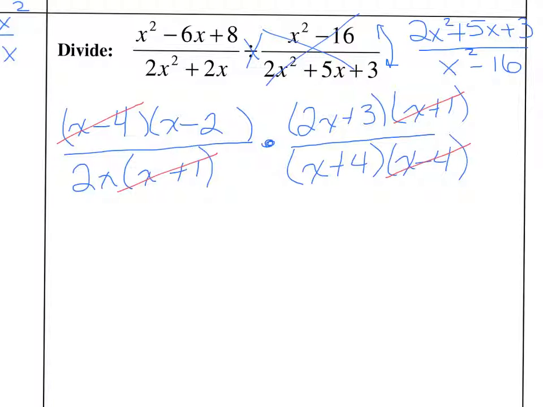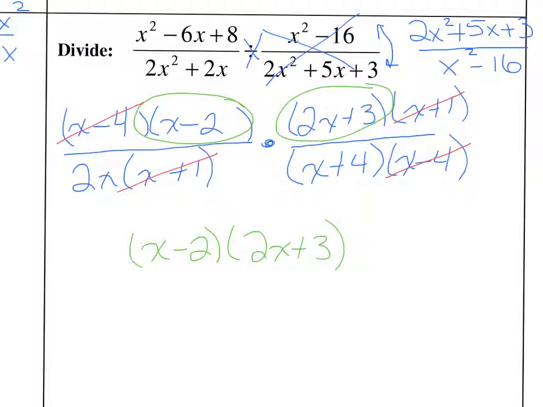Do not make the mistake of reducing this 2x with this 2x. This would be fine, but this is part of a binomial. It's being added to something, so this cannot reduce on its own. It can only reduce with another binomial that's 2x plus 3. So it looks like that's it. It looks like we're left with this binomial and this one. So x minus 2 times 2x plus 3 over 2x times x plus 4 from here and here.